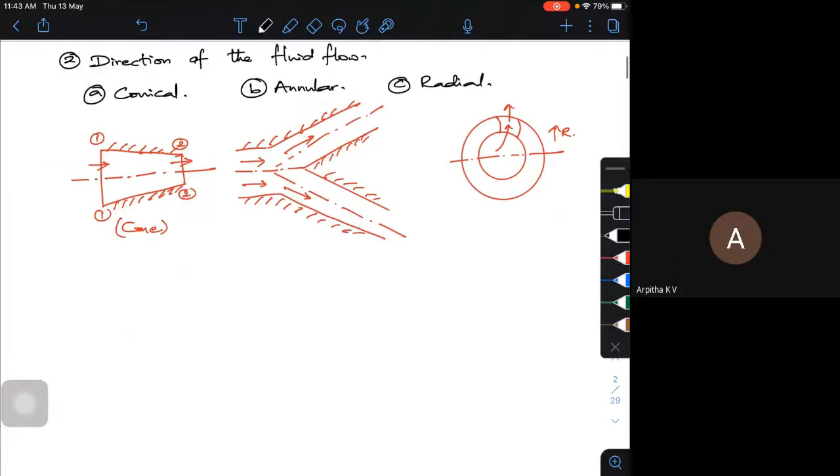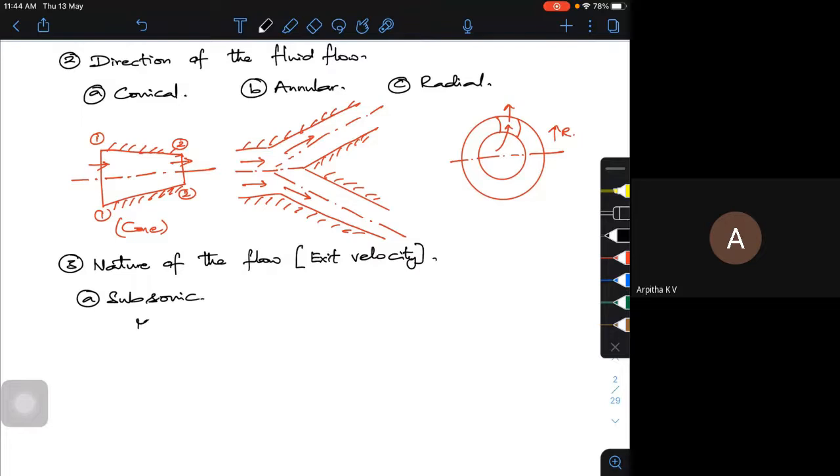Then, third one, depending upon the nature of the flow. Nature of the flow means the exit velocity. So we go with the first one, as you already studied in your gas dynamics. We have the subsonic, where your Mach number is less than roughly around 0.3 or 0.4, whatever it may be. Okay, subsonic.